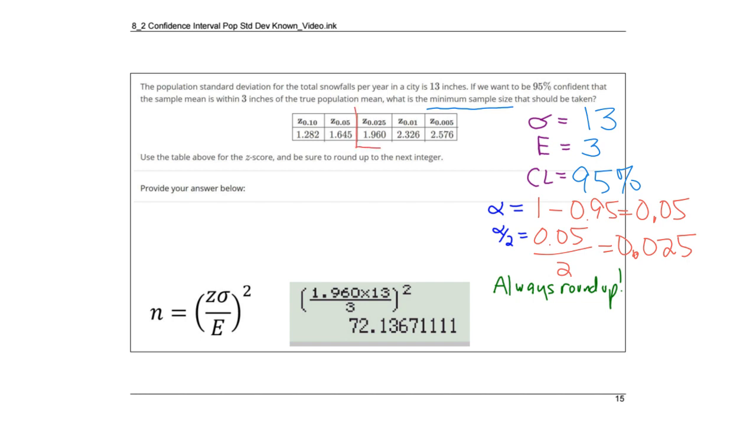All right. So then I grab that from the table. And now I can put it all into my formula. Z is 1.960. The standard deviation is 13. We're going to divide by the margin of error of 3 and then square that.